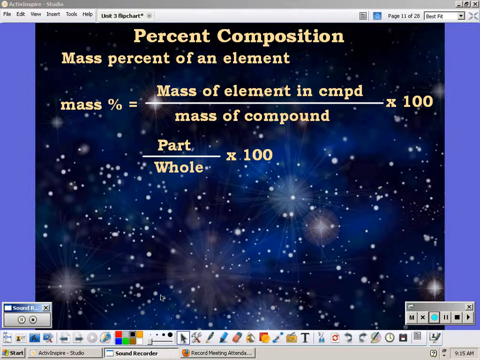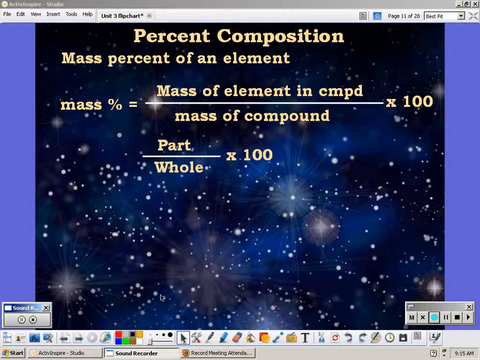Percent composition: you take the mass of the element, divide it by the mass of the entire compound, and multiply it by 100. Another way of looking at it is part over whole times 100. You may be asked to find the percent mass of something besides an element in the compound. For example, if it's a hydrate, you might have to find the percent mass of water in the hydrate.